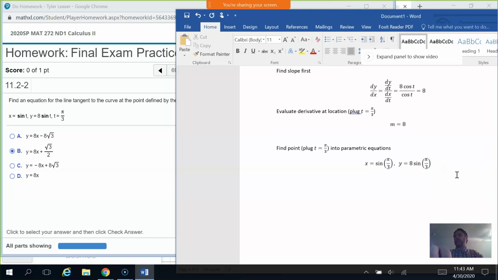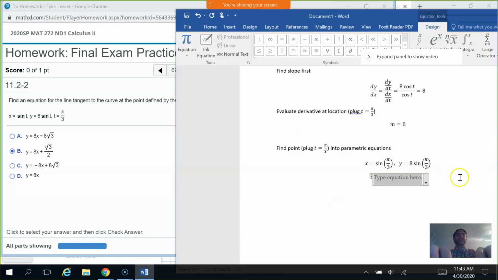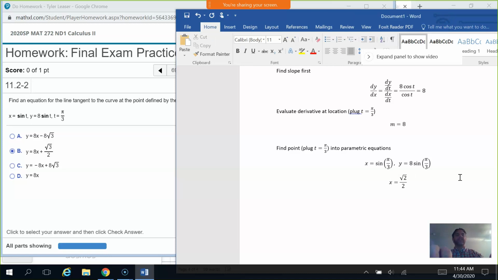So I don't have a unit circle or a calculator in front of me, but I think this is square root of 2 over 2. I might be wrong on that. I got square root of 3 over 2. Oh, yeah, you're right. Square root of 3 over 2. Thank you. So then y would be 8 square root 3 over 2. Okay, cool. So this would be my point, my x1, y1. And then just plug them in.